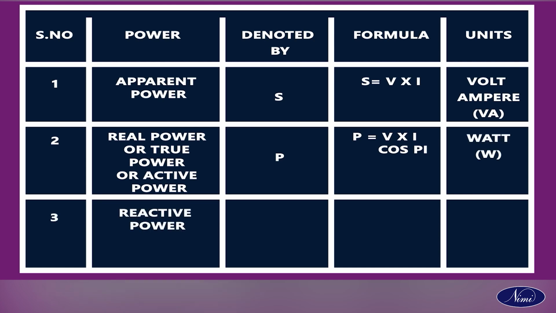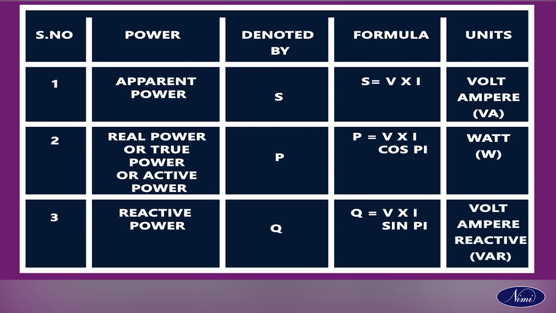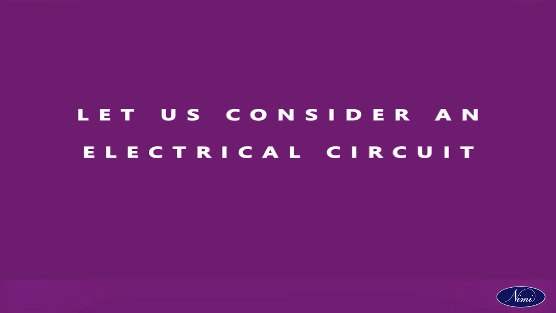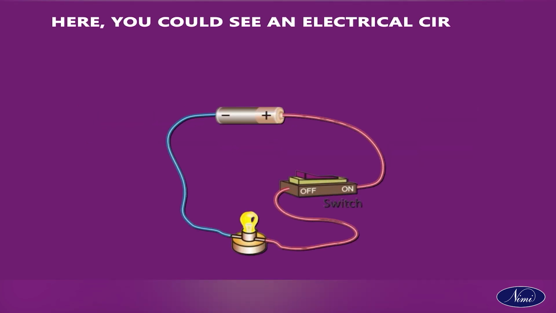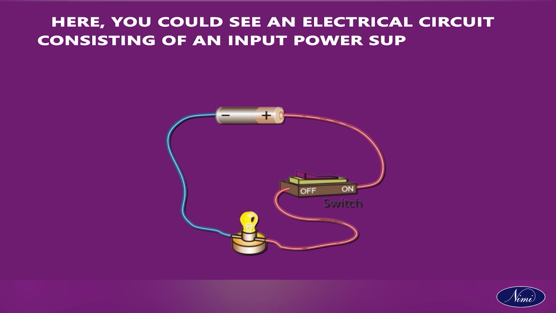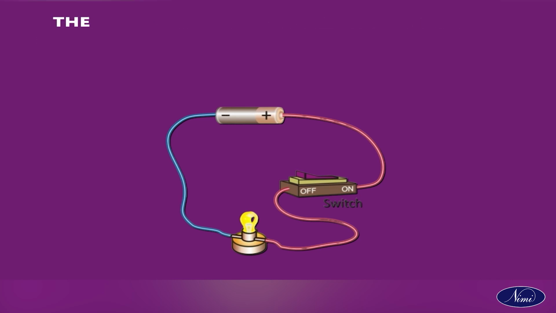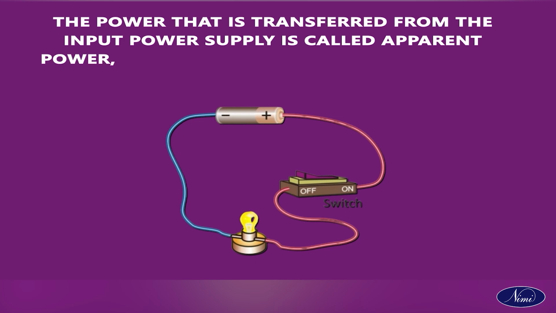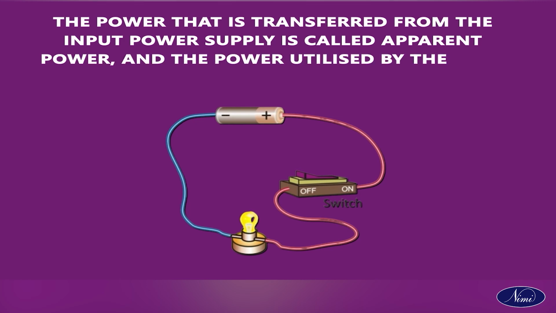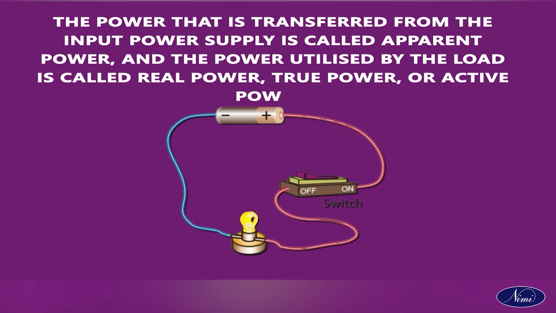3. Reactive power, denoted by Q. Formula Q is equal to V into I sin phi. Unit is volt ampere reactive, VAR. Let us consider an electrical circuit. Here you could see an electrical circuit consisting of an input power supply and a load. The power that is transferred from the input power supply is called apparent power, and the power utilized by the load is called real power, true power, or active power.